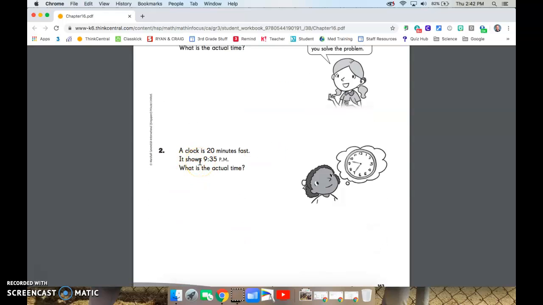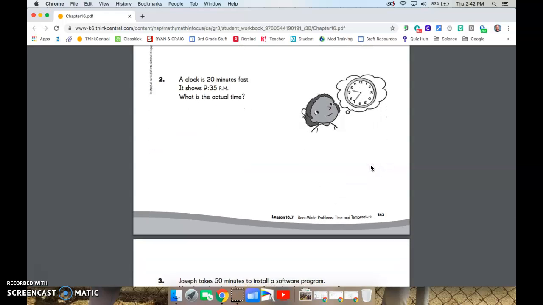A clock is 20 minutes fast. So this time we're going to do the opposite, okay? Say it says 9:35 like it says right here. If it's fast, that means the real time is earlier or before 9:35. So if we count back 20 minutes, 5, 10, 15, 20, our time is 9:15 p.m.